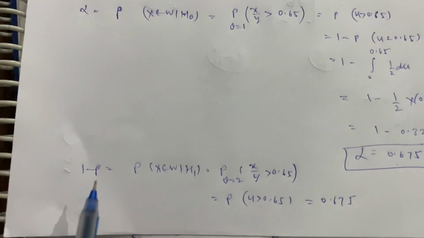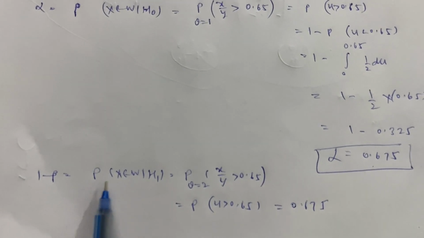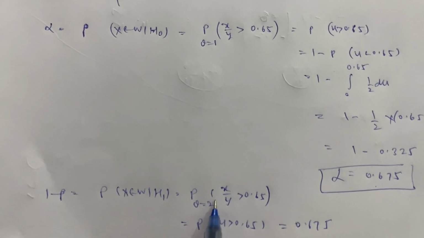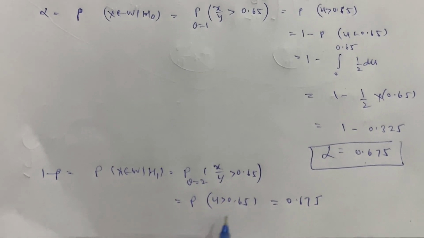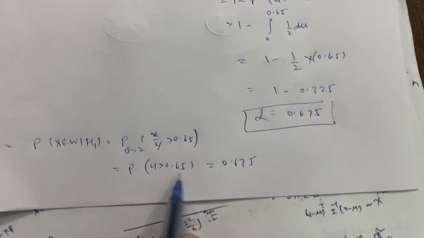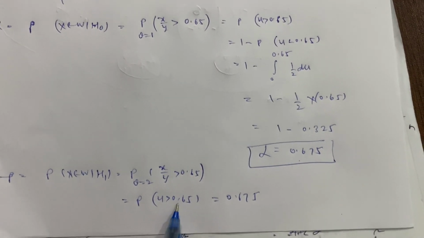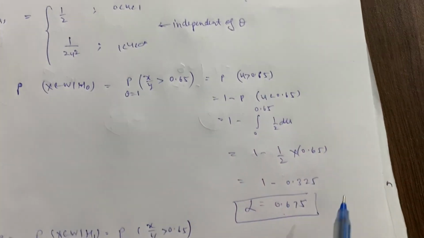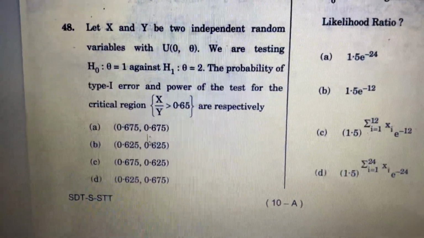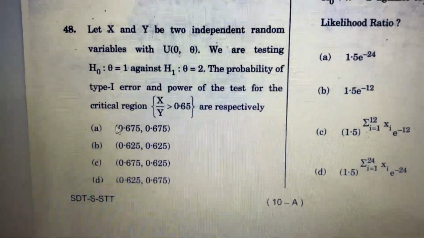And similarly for the power of the test, the probability that x belongs to omega under H1 is true. So this means the probability that u is greater than 0.65 under theta equal to 2, but the distribution of u is independent of theta, so we don't have to worry about this. So the probability that u greater than 0.65 will be the same as this, which is 0.675. So we are getting both as 0.675, so option A is correct.